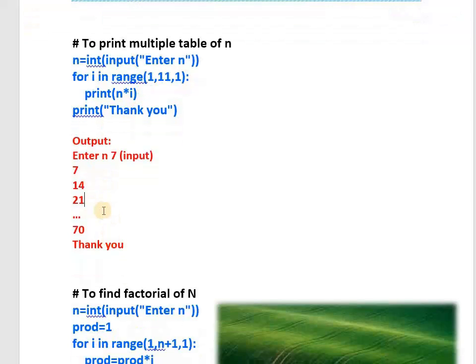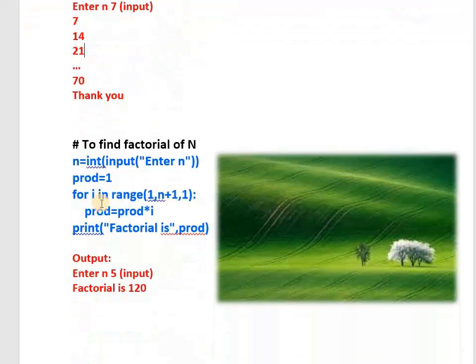Very good. See, the last example for you in today's class: find the factorial of n. Already we solved it by using while. Now we solve this one by using for. If we give the input as 5, 1 into 2 into 3 into 4 into 5, what is that? 120. That is the factorial.